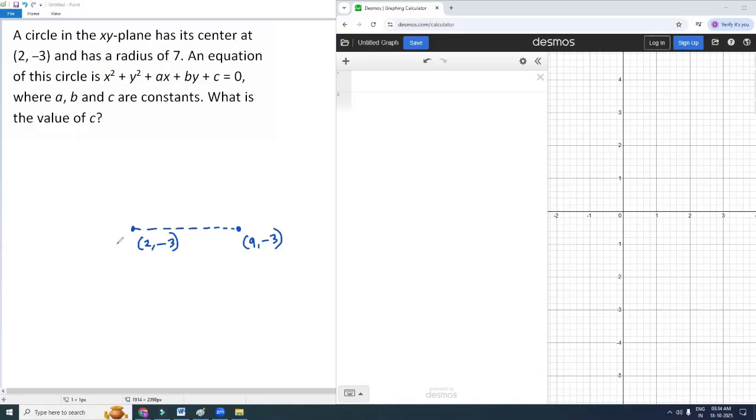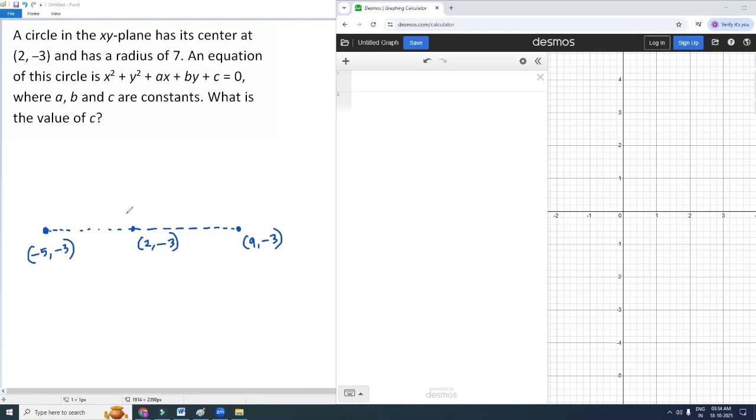Now to get a point on the circle to the left side of the center, we have to subtract the radius 7 from the x coordinate 2. 2 - 7 is -5. Okay, now let me take 7 units to the left side of the center. Then we get the point over here. Now the x coordinate is 2 - 7, that is -5. The y coordinate remains the same, that is -3.